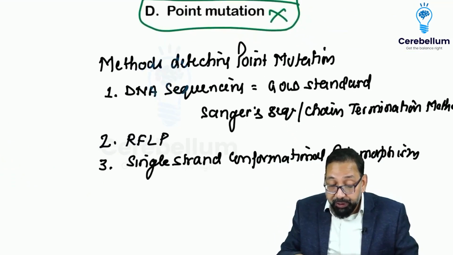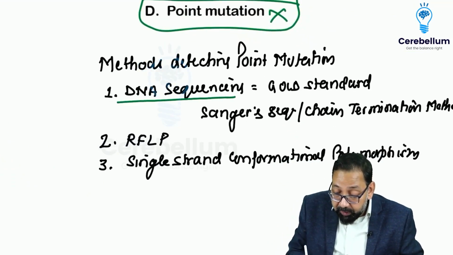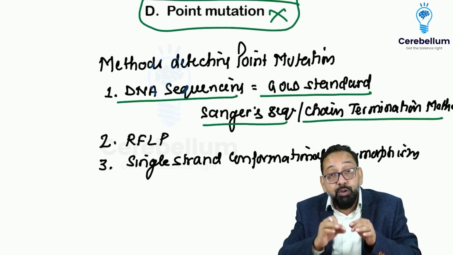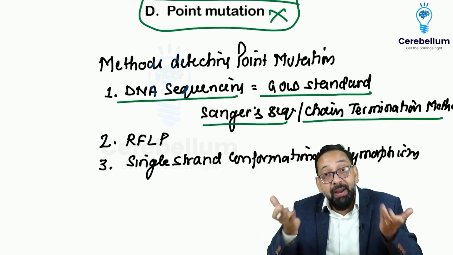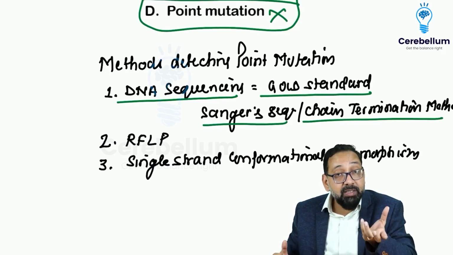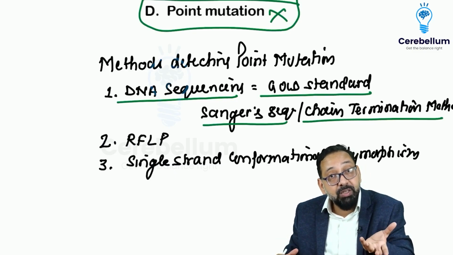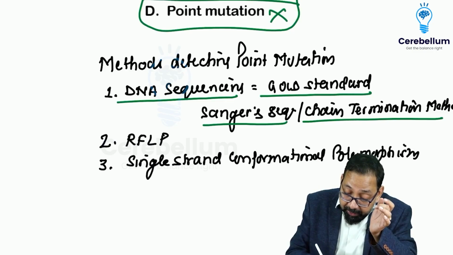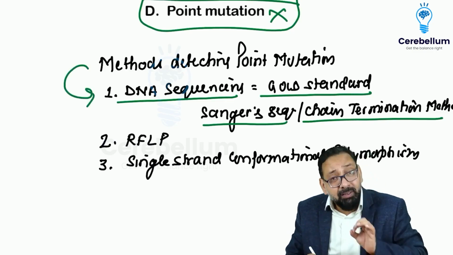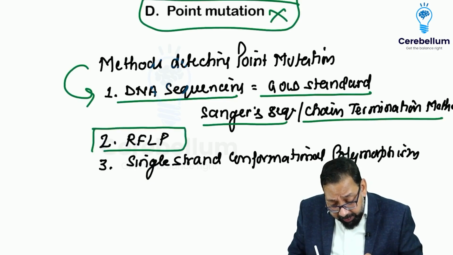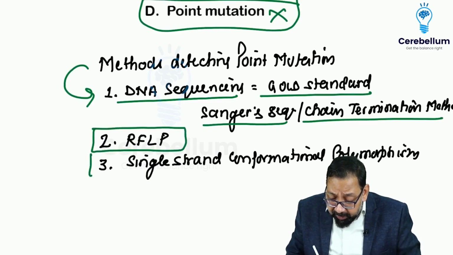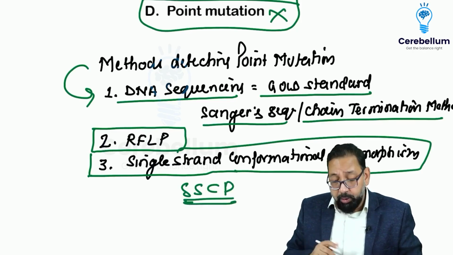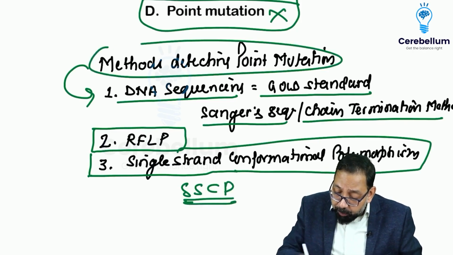To detect point mutation, we have the technique DNA sequencing, that is the gold standard. Sanger sequencing, chain termination method. If you determine the nucleotide sequence, definitely it is the best. You will find what the nucleotide sequence is. If the nucleotide sequence is changed, you will say this is a mutation. So for point mutation, the best technique, the gold standard, is DNA sequencing. Other techniques are RFLP, restriction fragment length polymorphism, and single strand conformational polymorphism, SSCP. So these are common techniques to detect point mutation.